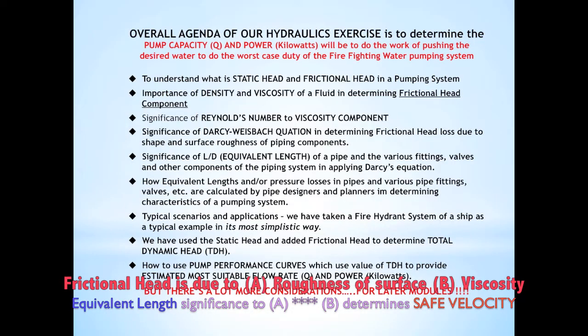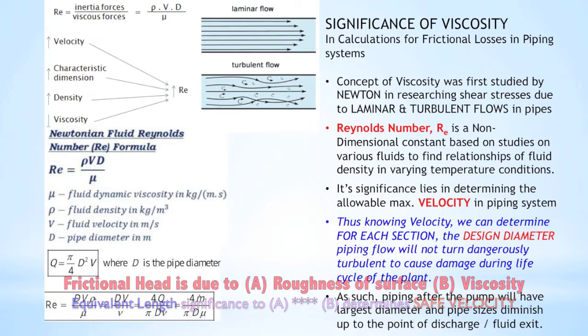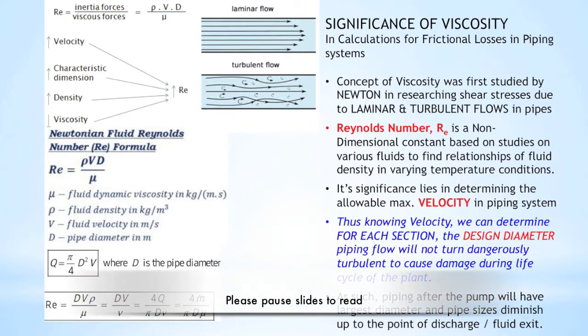And then we have another important aspect which is going to have a bearing on the frictional head component, and that is the viscosity of the fluid. And the viscosity of the fluid has a relationship to the density and the velocity of the fluid, which is determined by the Reynolds number.